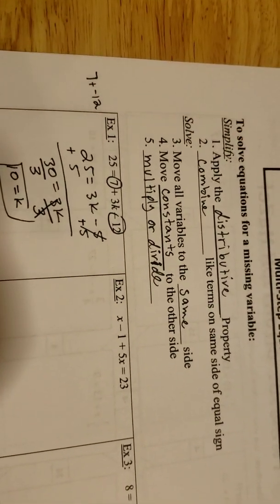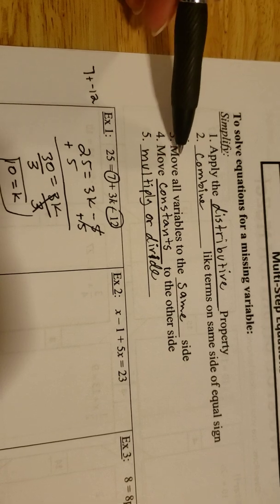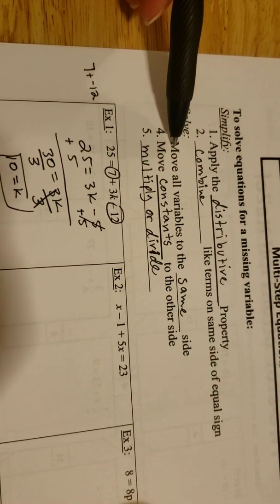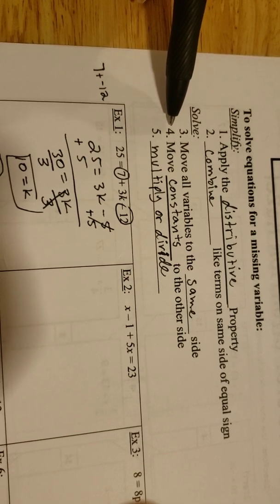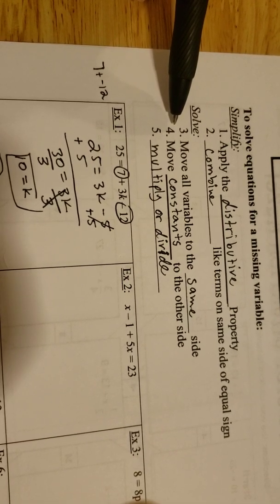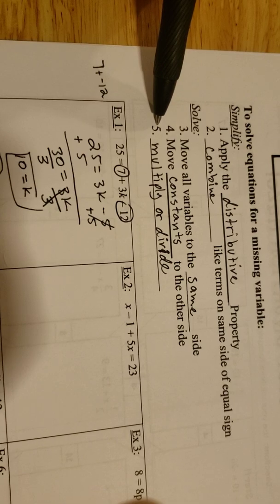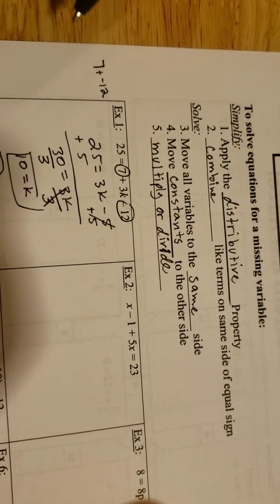So our steps are going to be the same as we have done. You're going to make sure all variables are on one side of the equal sign, and then you're going to move all of your constants to the other side of the equal sign, and then your last step will be to either multiply or divide.